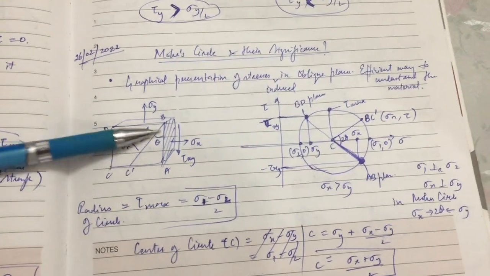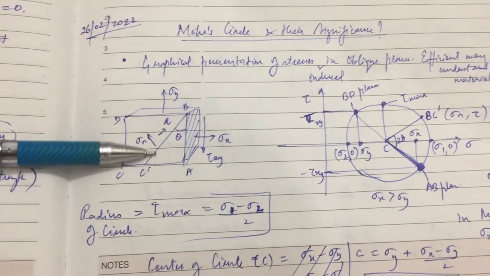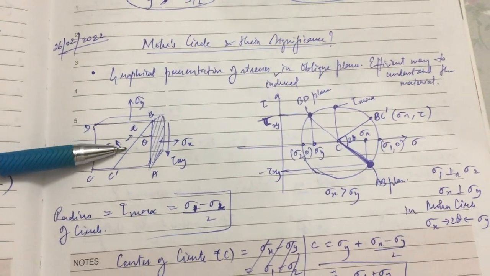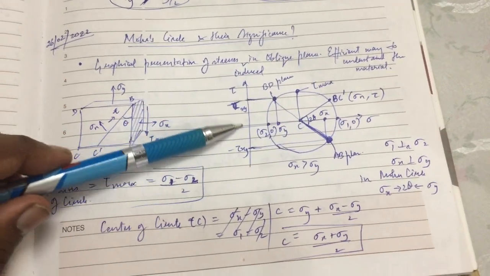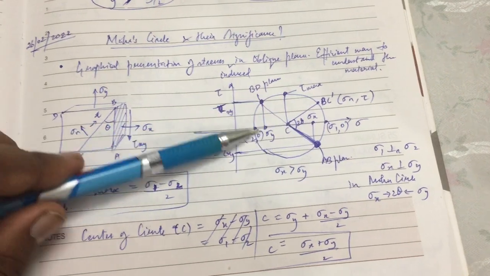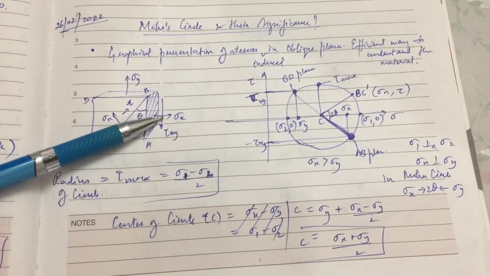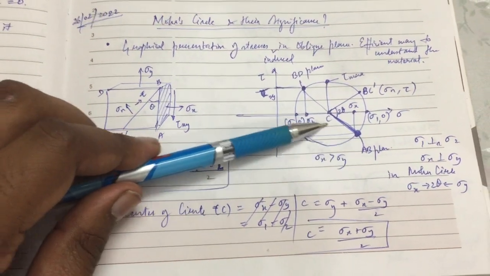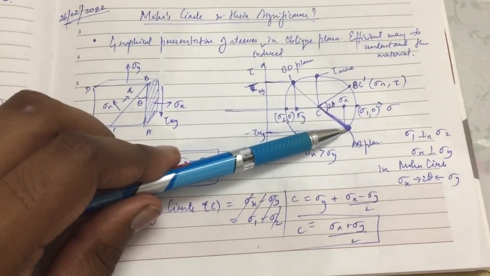For example, if we have such a material and this is the oblique plane BC dash, and we want to know the normal stress and the shear stress in this plane, we can plot it in this figure. From this figure you can see that the tensile stress is noted out here, and every point in this circle represents a plane.